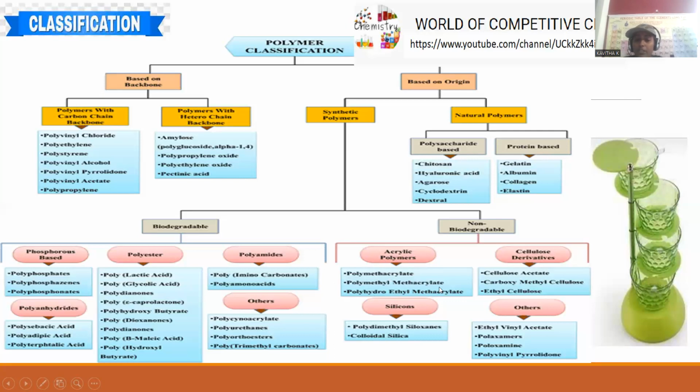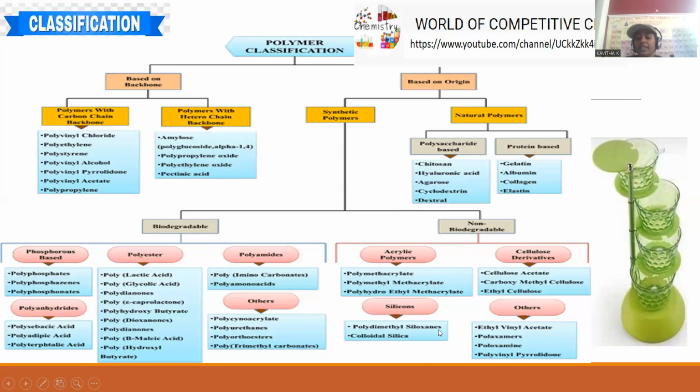Polymethyl methacrylate, in the sense that a methyl side chain will be there, and polyhydroxyethyl methacrylates. Here the methacrylate is the major functional group used in these polymeric materials, and these are non-biodegradable. Another is silicones. Silicones are materials composed of silicon and organic moieties with oxygen. Those are called silicones, and siloxanes will be there.